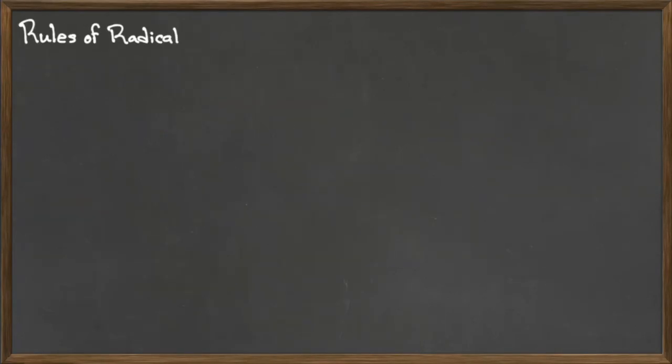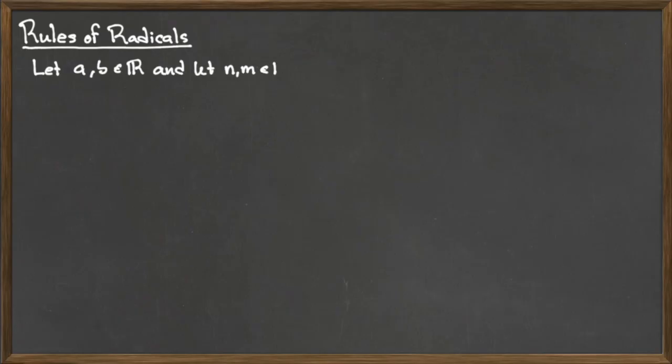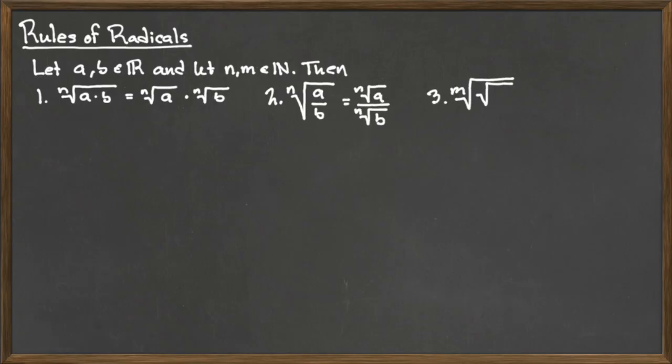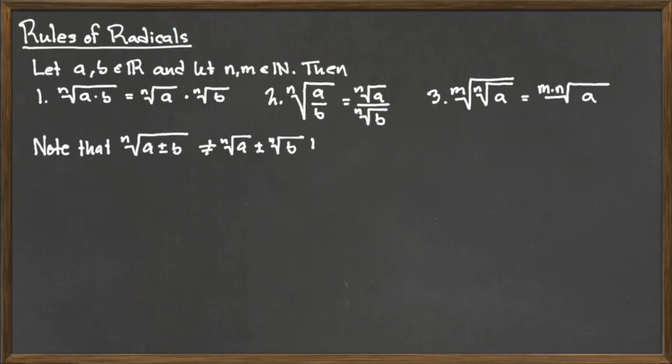Similar to properties of exponents, we have properties of radicals. Start by letting a and b be any real numbers and let m and n be natural numbers. Then, assuming each one of these terms is defined, we have the following rules. The first says that the nth root of a times b is the product of the nth roots of the individuals. The second says that the nth root of a fraction is the nth root of a divided by the nth root of b. And the third says that if I have a nested set of roots, I simply multiply the indices. Note that the nth root of a plus b does not split up like it does in rule number 1.